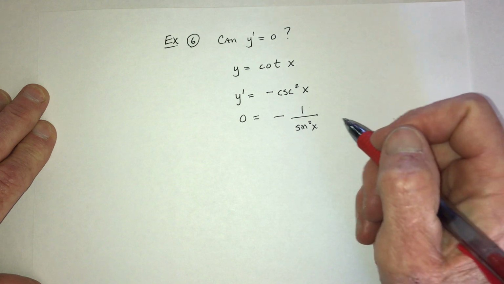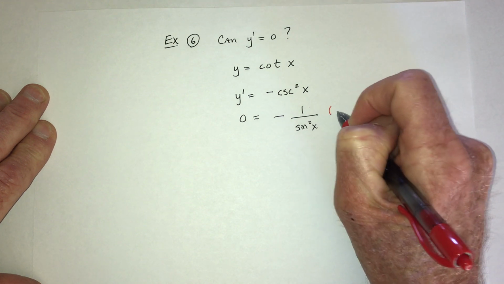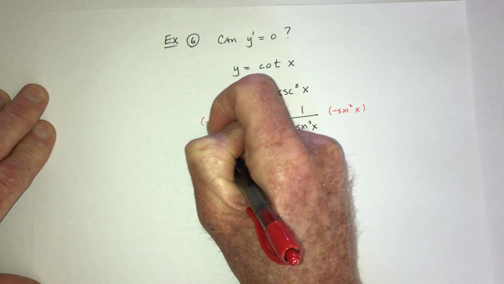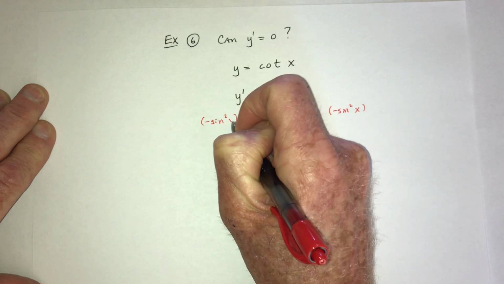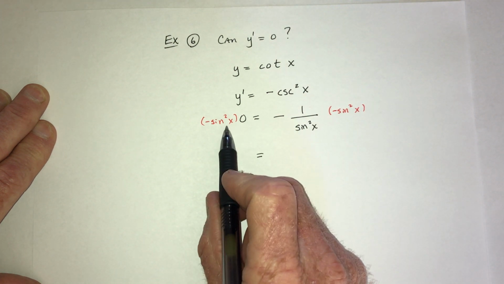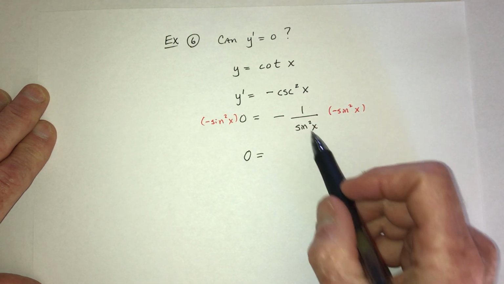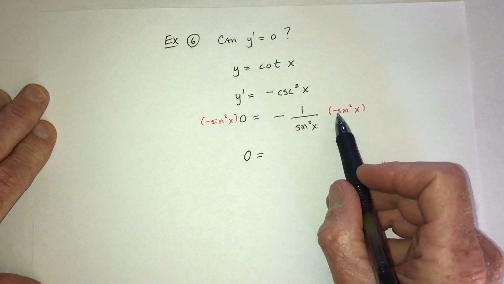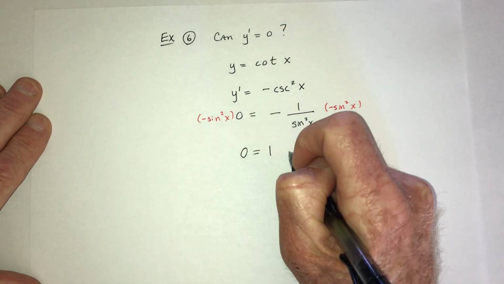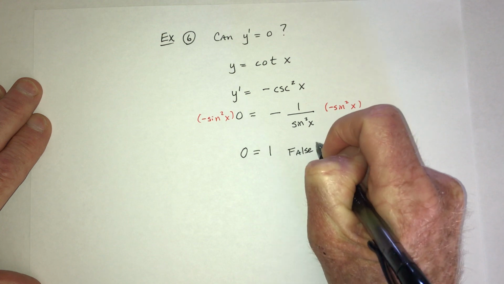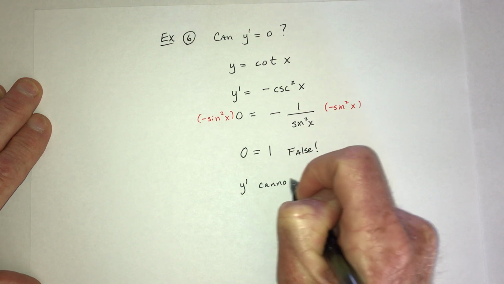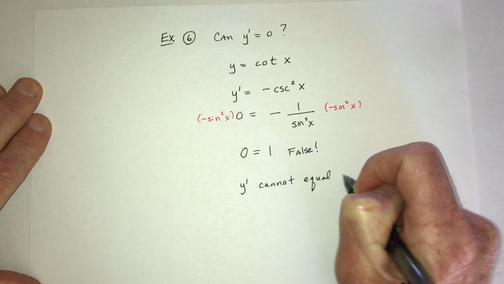Or another way to prove it is, what I could do is get rid of this fraction by multiplying both sides by negative sine squared. On the left side, it's going to say 0 times something, so that is 0. On the right side, these are going to cancel. The negatives will even cancel. All that's left is 1. And it says, did you know that 0 equals 1? That is false. So y prime cannot equal 0.